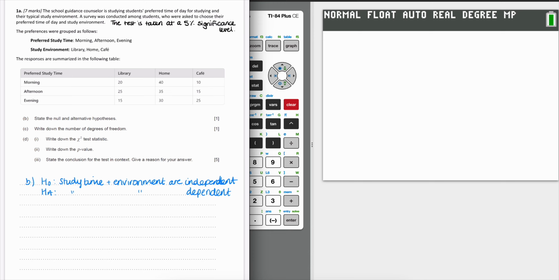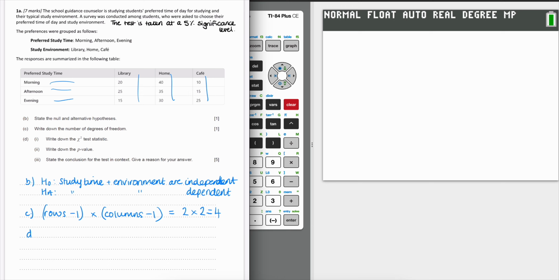The next question is to write down the degrees of freedom. So the degrees of freedom, when you're working them out on a two-way table, is always the number of rows minus 1 times by the number of columns minus 1. So you're going to subtract 1 and then times them together. So we have 1, 2, 3 columns, so minus 1 is 2. And then we have 1, 2, 3 rows, minus 1 is 2. And therefore my degrees of freedom are 4.